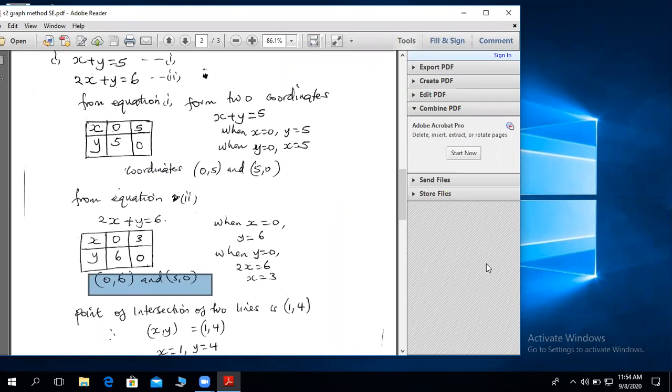Before I take you to the graph, is there any person who has a question, who is not understanding how we are getting the coordinates, because it is important before we look at the graph? Is there anyone with a question?